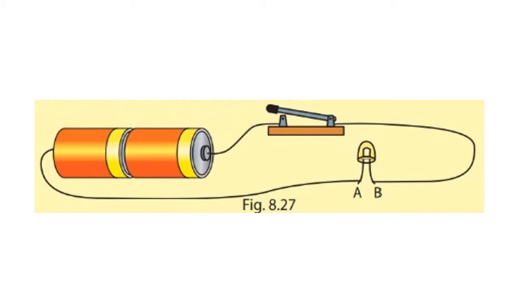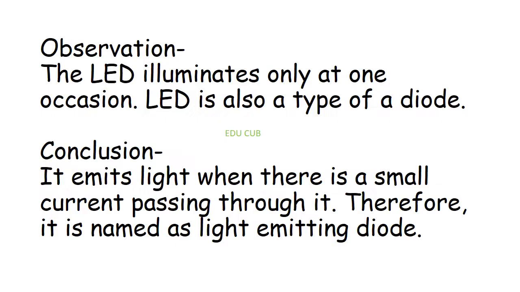Repeat the activity by changing the terminals. Record your observation. In this practical, the observation will be that the LED illuminates only on one occasion. LED is also a type of diode. The conclusion is that an LED emits light when a small current passes through it. Therefore, it is named a light emitting diode.